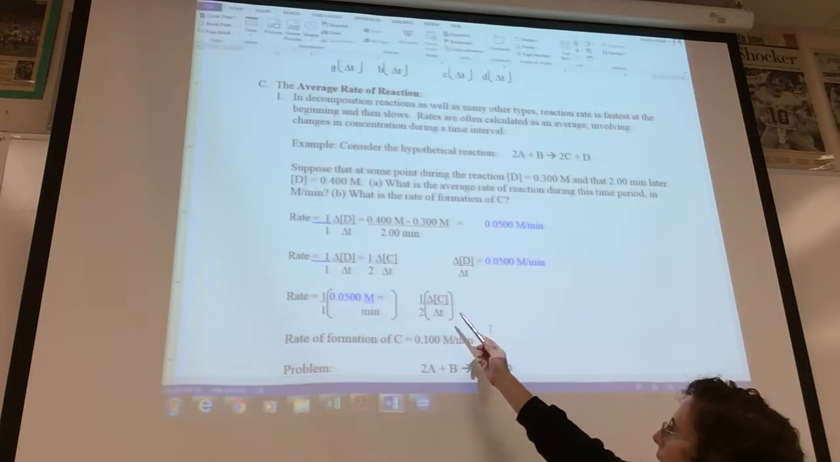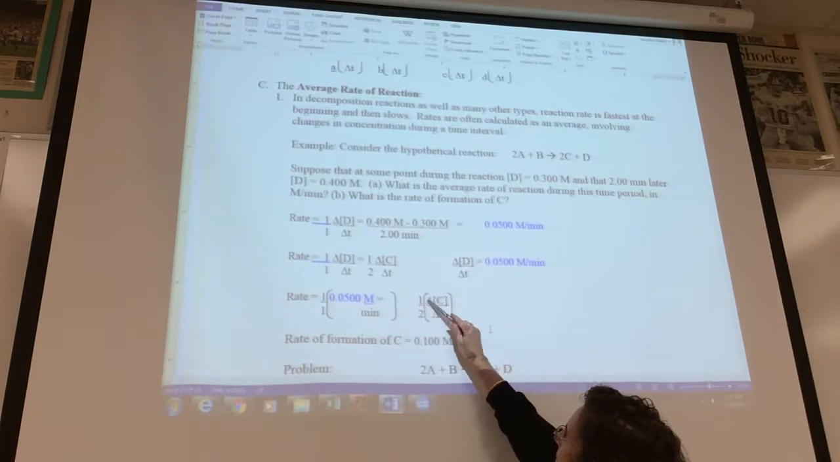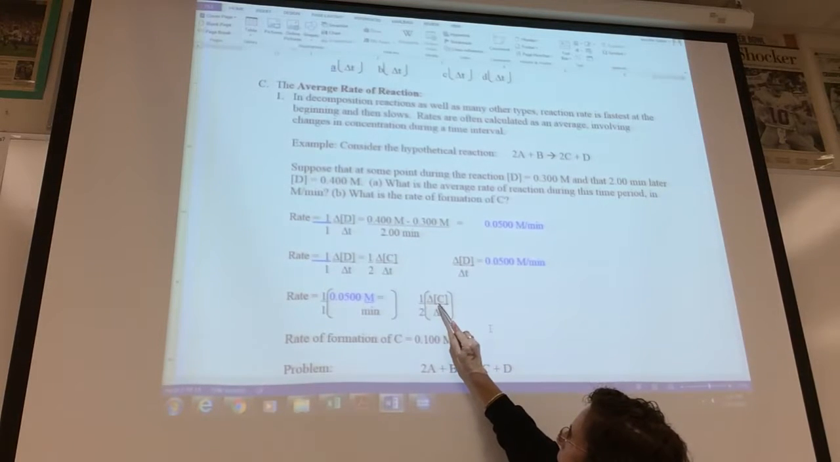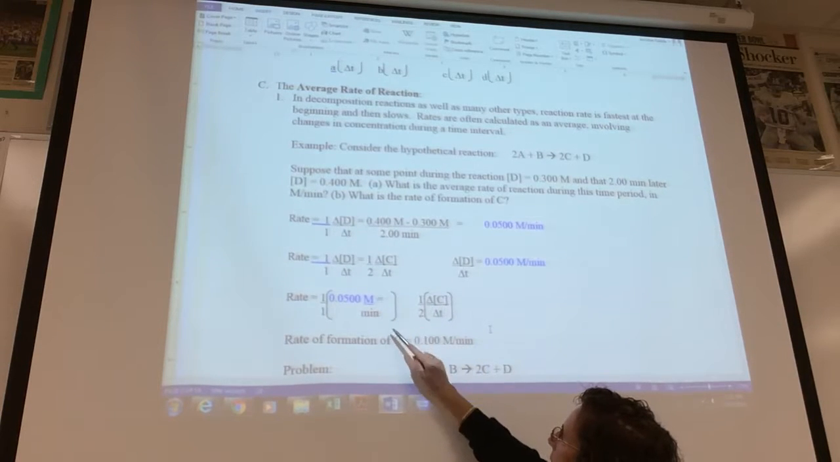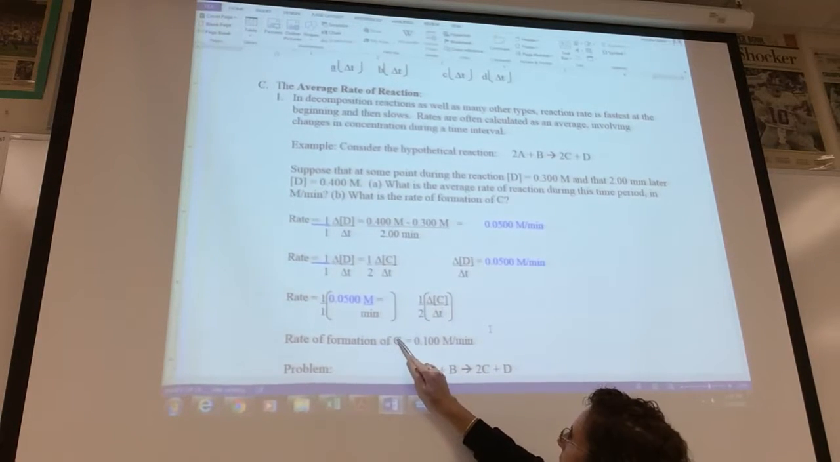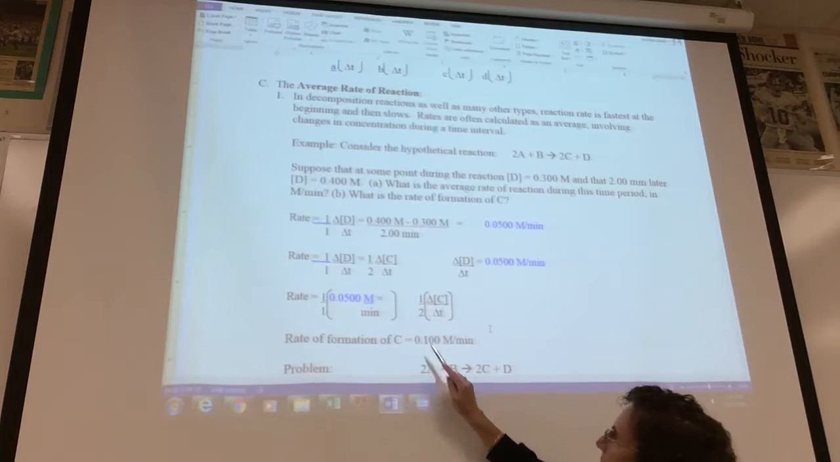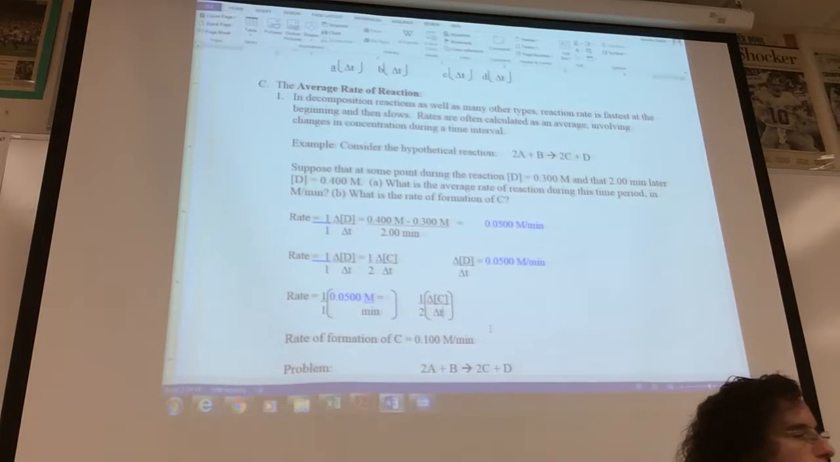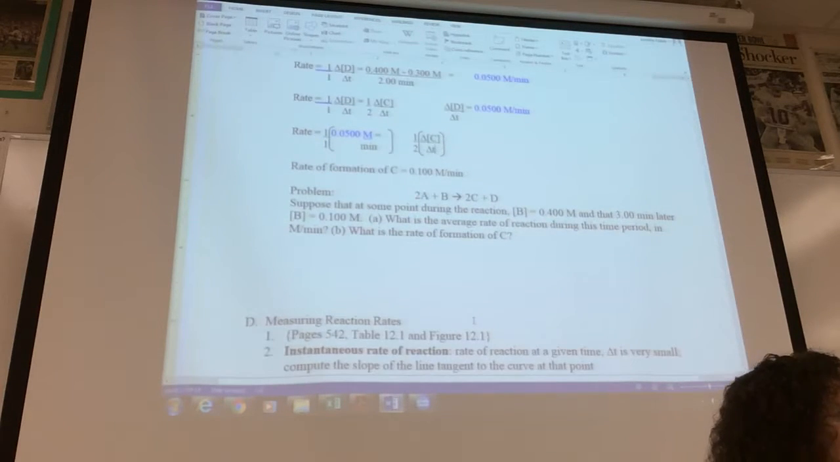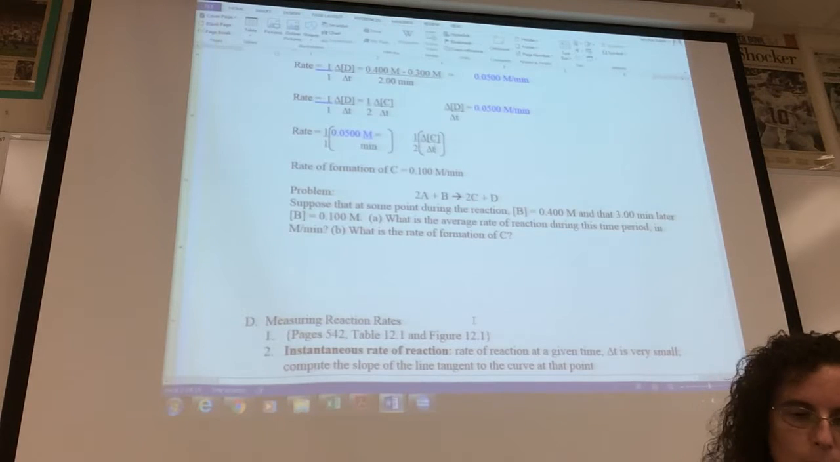So now I'm going to solve for this piece. You can call this X. I'll do one out for you, slowpoke, so you can see it. Basically, you're solving for X, so you multiply both sides by 2. The rate of formation of C, which is this piece, then is 0.100 molar per minute. So let's do this one together in slow-mo.